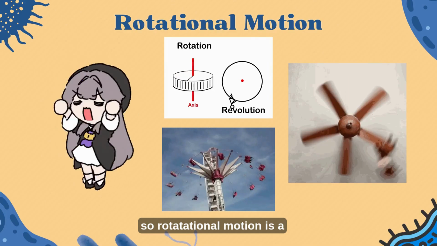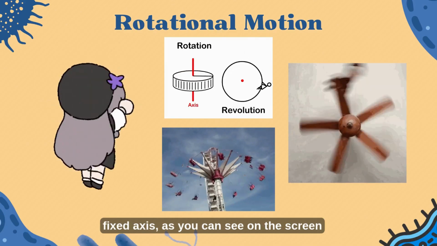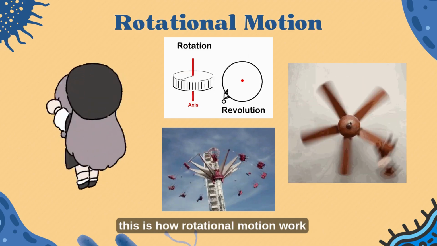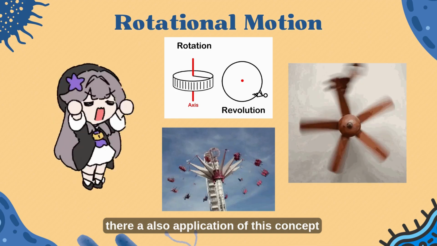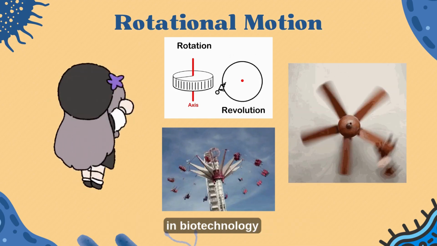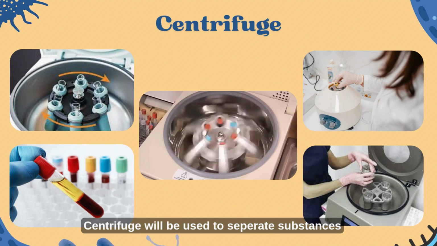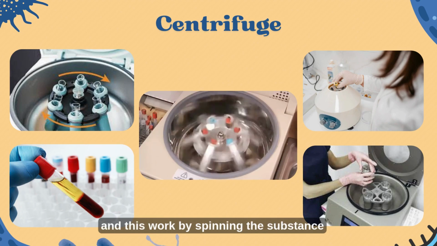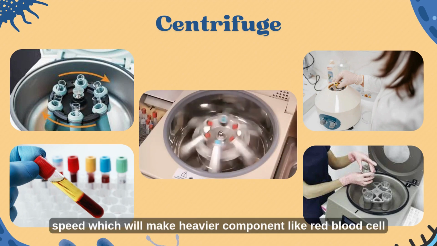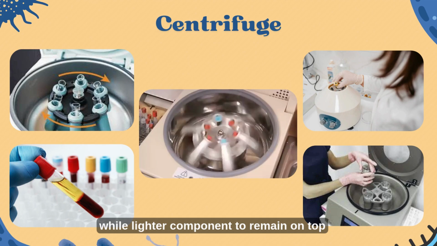So rotational motion is a movement of an object spinning around a fixed axis. As you can see on the screen, this is how rotational motion works. While this topic is closely related to physics, there are also applications of this concept in biotechnology, and it is called the centrifuge. Centrifuge will be used to separate substance from a solution, and this works by spinning the substance at a high speed, which will make the heavier component like red blood cell sink to the bottom of the test tube, while lighter component remains on top.